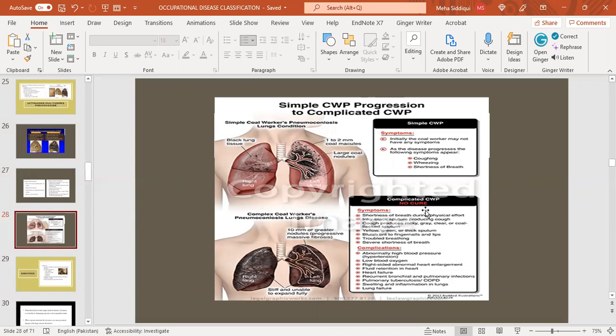The main things to remember are the symptoms: shortness of breath during physical effort, black sputum producing cough, milky gray, clear, or cold flat sputum, bluish tint to fingernails and lips, trouble breathing, and severe shortness of breath. Complications are abnormally high blood pressure, low blood oxygen, right-sided abnormal heart enlargement, fluid retention, heart failure, pulmonary tuberculosis or COPD, swelling, inflammation in lungs, and lung failure.